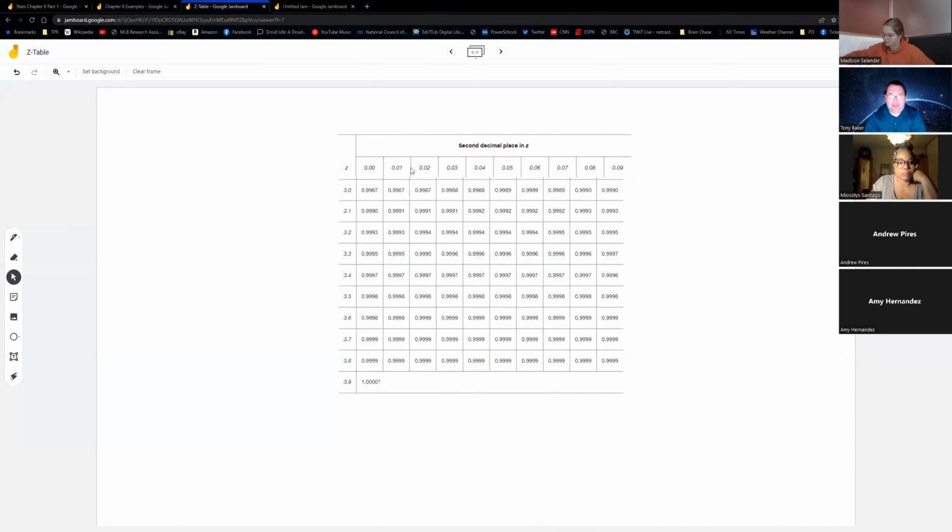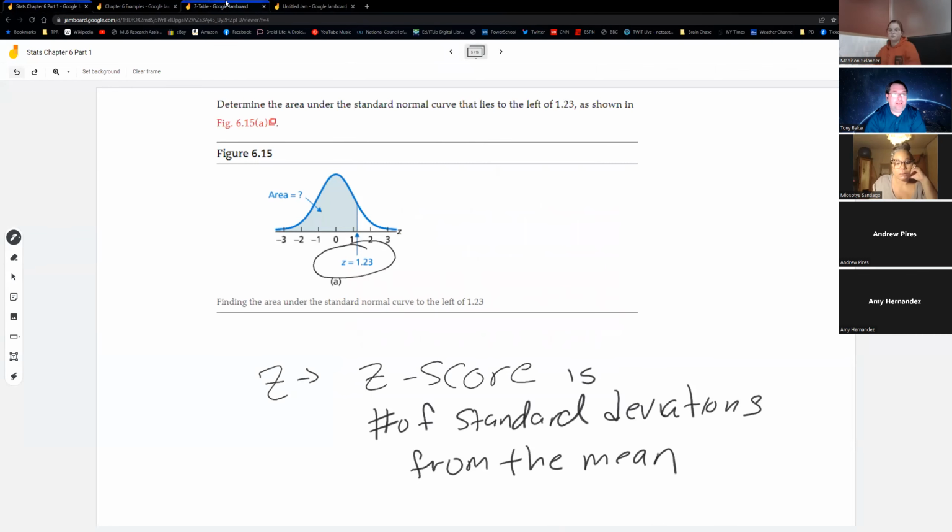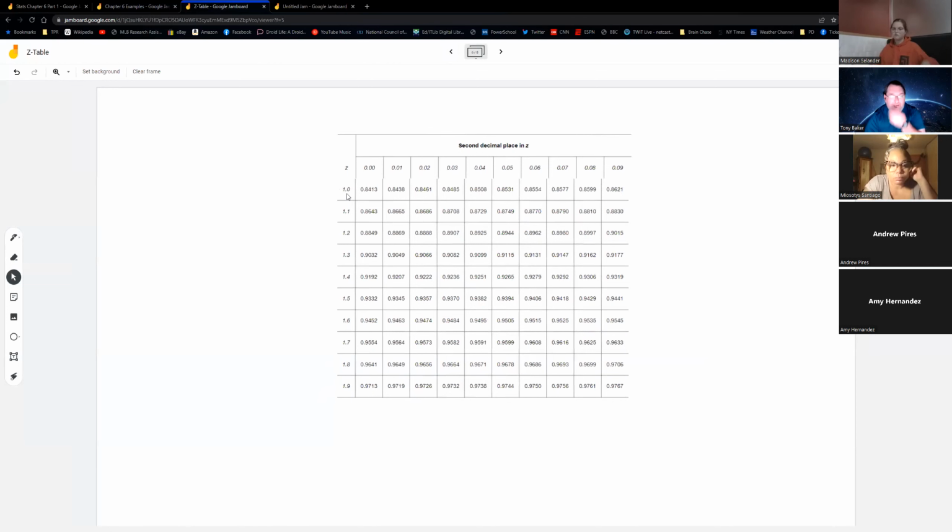What this table has is basically every Z-score between -3.9 and +3.9. The one we're looking for in this case was 1.23. So I'm going to go to my 1, then down to 1.2, and I'm going to look at the 3 as my second decimal. And then that is my answer: 0.8907.